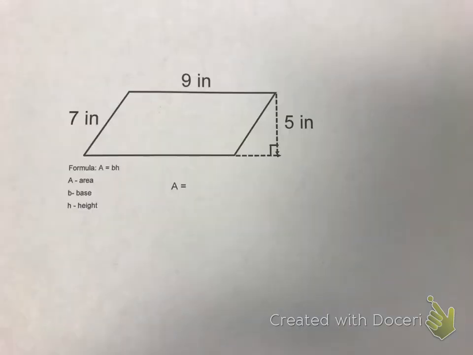So the formula is base times height. So again, it's very similar to finding the area of a rectangle, but we've got to make sure that we're using the correct measurement for the height.